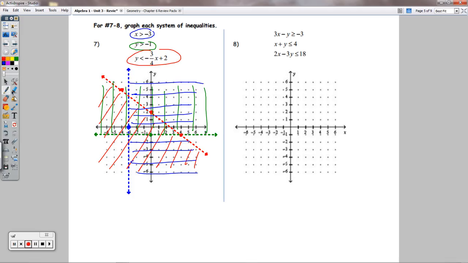Where do they all cross? That's what our solution is. They all cross in this little triangular section here. So that is our solution set. That's our feasible region, in other words.